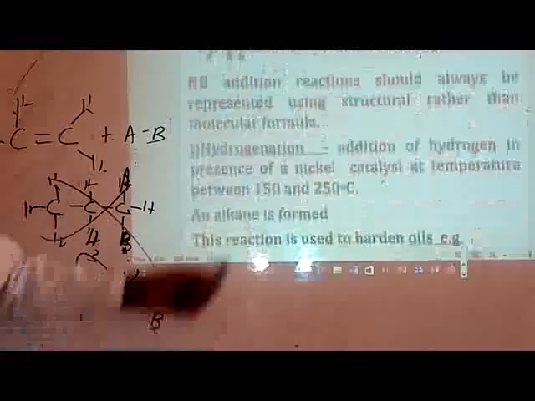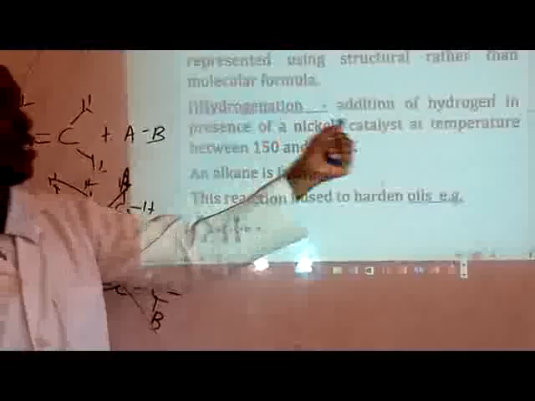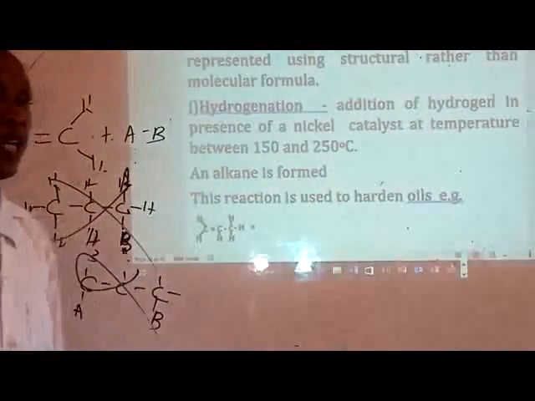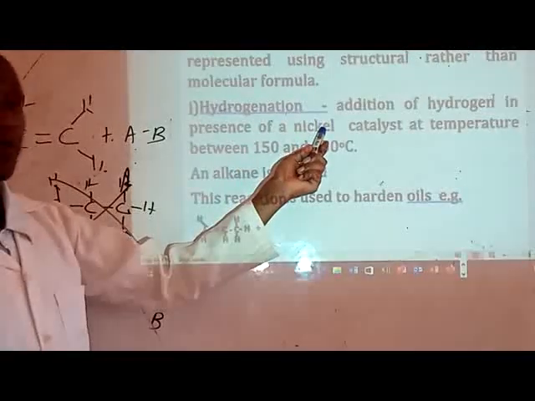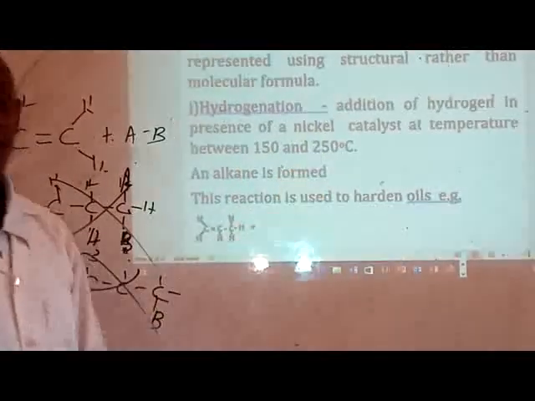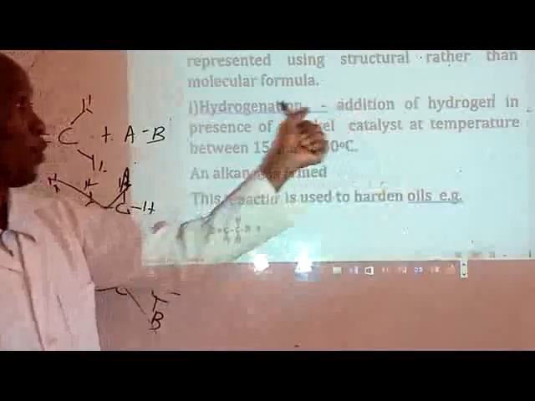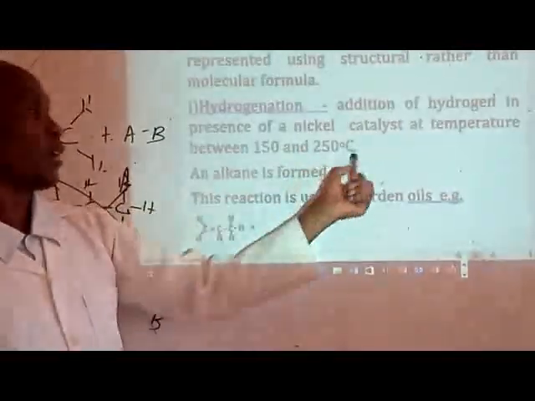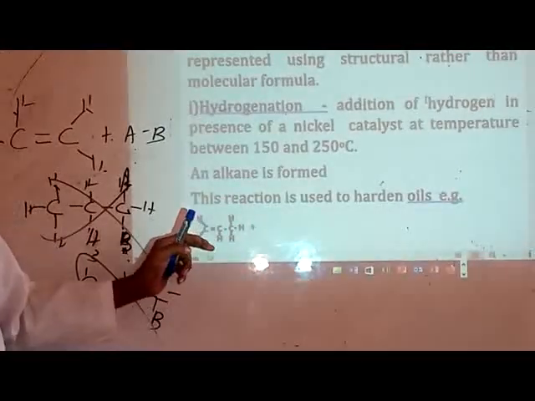So for instance, hydrogenation. Hydrogenation is the addition of hydrogen. The condition for hydrogenation is a nickel catalyst at temperatures between 150 and 250 degrees Celsius. That has to be remembered. So you hydrogenate using a nickel catalyst. So what is formed is an alkane.